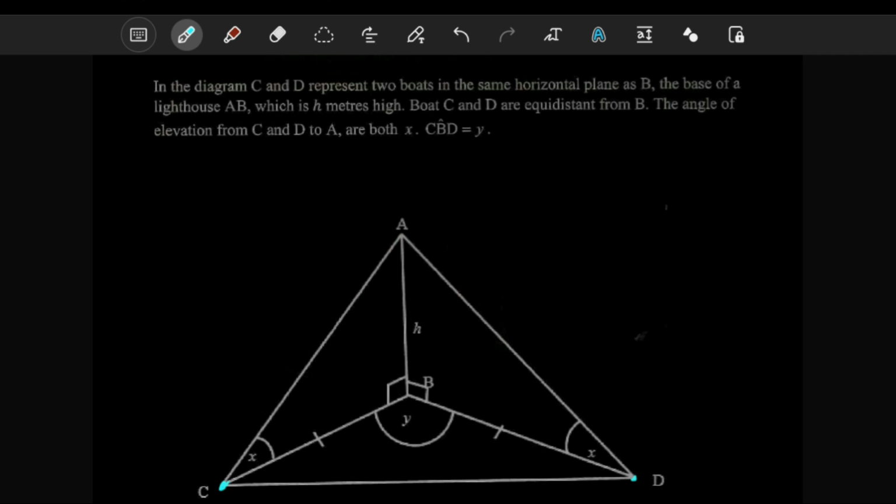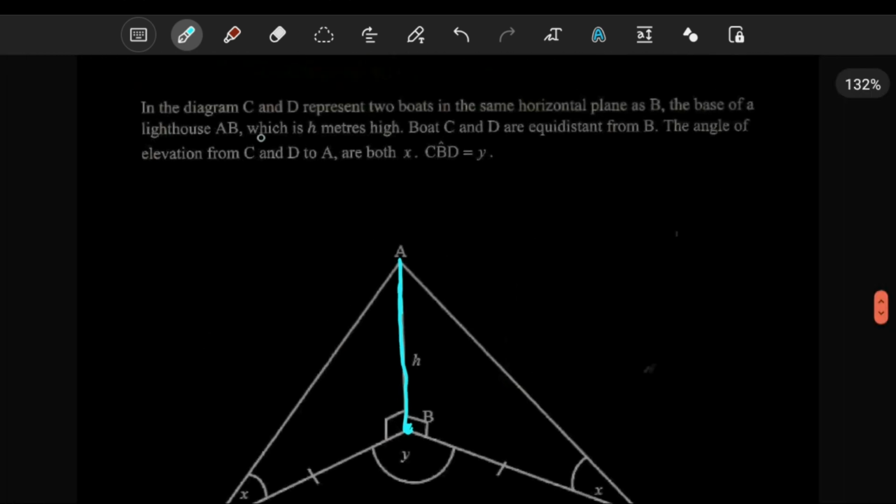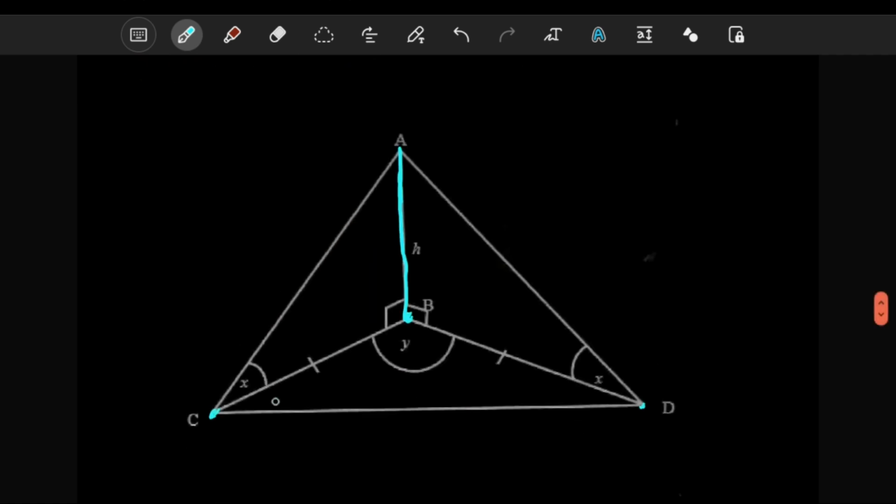Anyways, it says these 2 boats are in the same horizontal plane as B. So B is a point. This is a boat. This is a boat. And then it says here, same horizontal plane as B, the base of the lighthouse. So this is the lighthouse. Well, they're probably in the sea already, but it doesn't matter. It says here, B is in the same horizontal plane as the boats. So these are on the ground, you see.